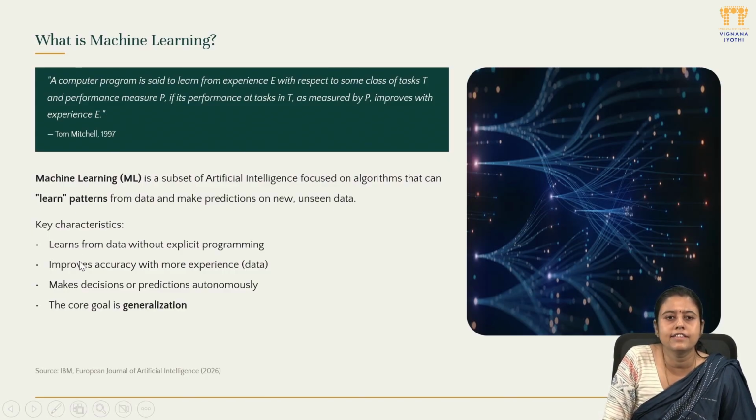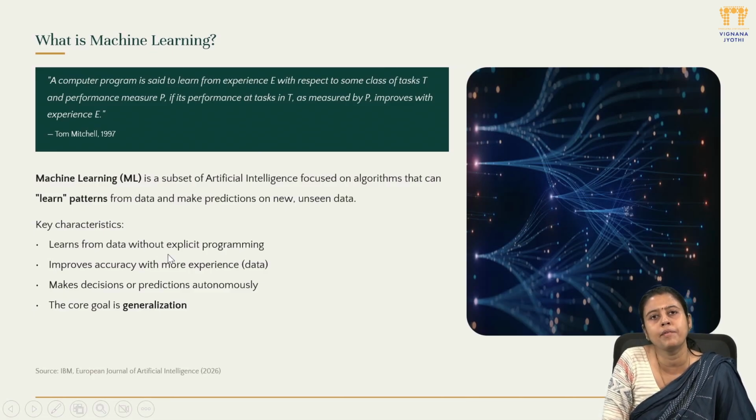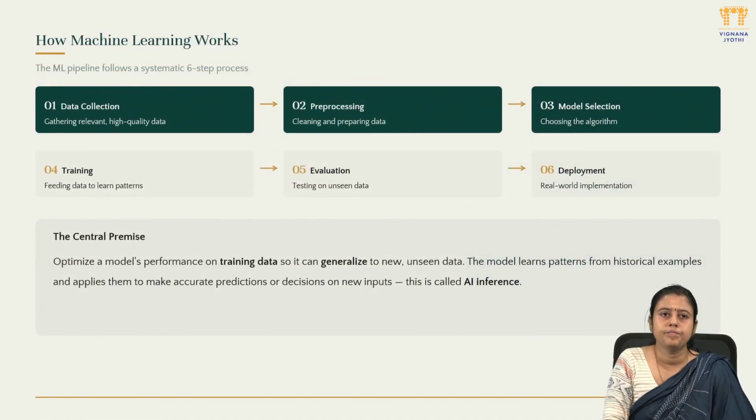What are the key characteristics? It learns from data without any explicit programming. The programming language may vary. Our main aim is to teach the machine. It improves accuracy with more experience, and makes decisions or predictions autonomously based on the training and pattern recognition. It can predict on the data, and its core goal is generalization. It will generalize from different types of data sets.